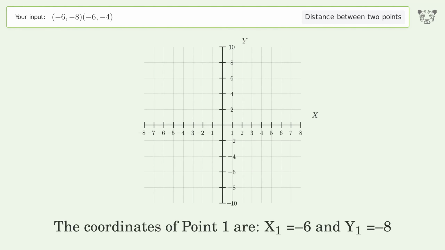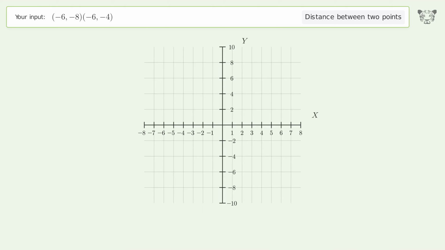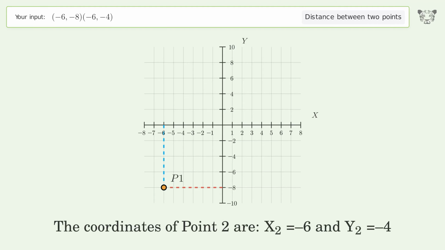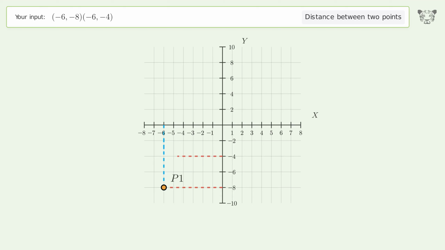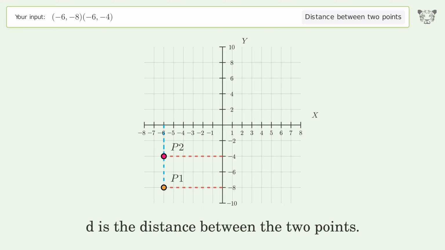The coordinates of point 1 are x1 equals -6 and y1 equals -8. The coordinates of point 2 are x2 equals -6 and y2 equals -4. D is the distance between the 2 points.